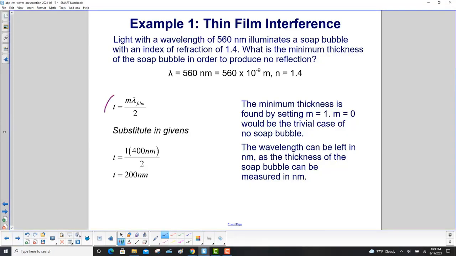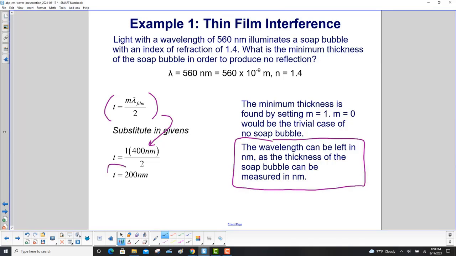So now we've got everything we need for this equation, and we'll substitute in, that's the lambda in the film of the light wave. And for m, we're going to set that equal to 1. That's the minimum thickness. M equals 0 would be the trivial case of no soap bubble. And like we said on the previous slide, we can leave the wavelength in nanometers as the thickness of the soap bubble can be measured in nanometers. So we get this answer, minimum thickness, 200 nanometers.